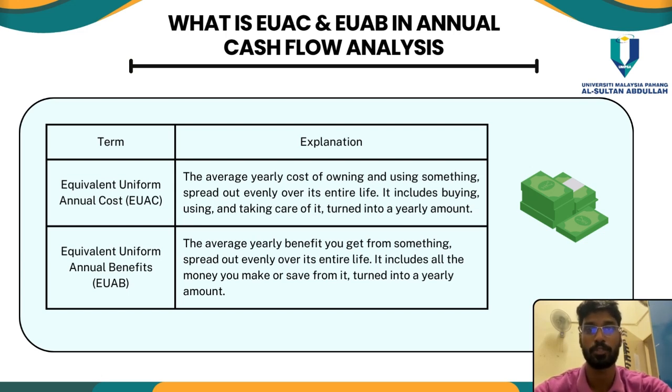Now let's see what is EUAB. EUAB is the equivalent uniform annual benefits. The average yearly benefit you get from something, spread out evenly over its entire life. It includes all the money you make or save from it, turned into a yearly amount.